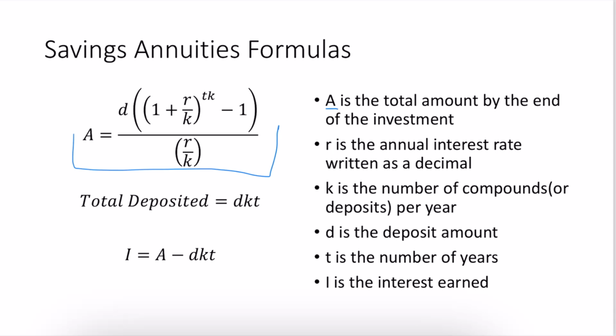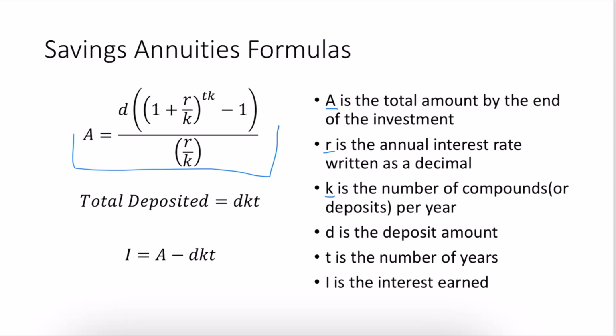And since the savings annuities formulas only apply to investments or savings, it's going to be the total amount that you have in your savings account or in your investment at the end of however much time you've invested it for. Then R is the annual interest rate written as a decimal.